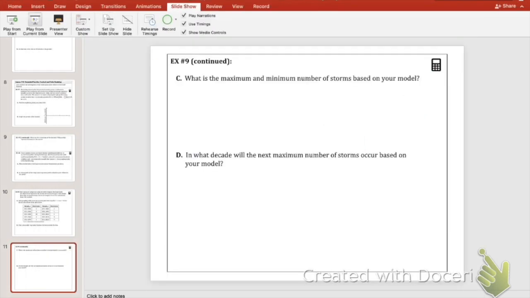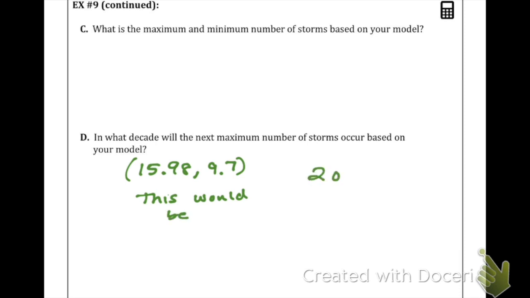So let's go back to this. So that decade would be 2071 to 2081? All right, so our next maximum was at 15.98 and some change at 9.7. So this would be, we're doing 2020, which was our last year, plus another 60. So 2071 to 2080 would be our back half of that decade.